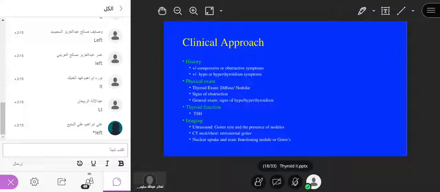Then you move on to your physical examination to differentiate whether it is a diffuse goiter or just a thyroid nodule. You need to look for the signs of obstruction by eliciting Pemberton sign, look for the eyes, look for retrosternal dullness, and you need to do a general physical exam to look for symptoms and signs of hypothyroidism or hyperthyroidism. You have to look for the facial appearance, the eyes, the tremors, the pulse, signs of erythema, and so on. We have discussed that in detail yesterday.